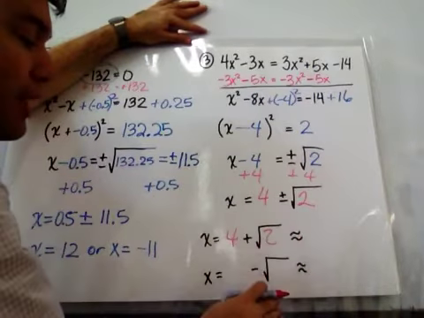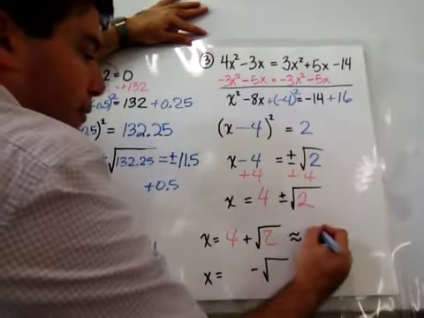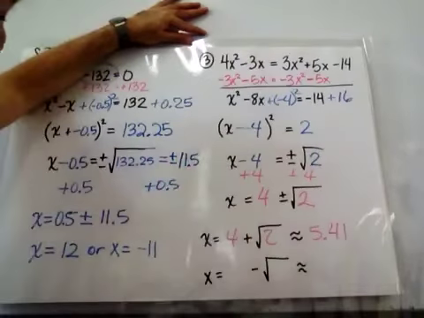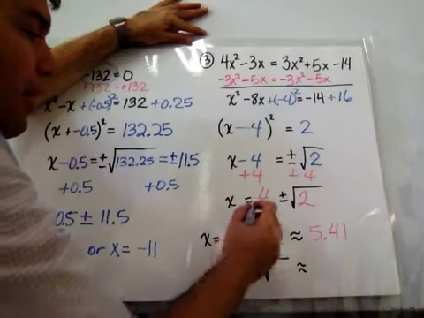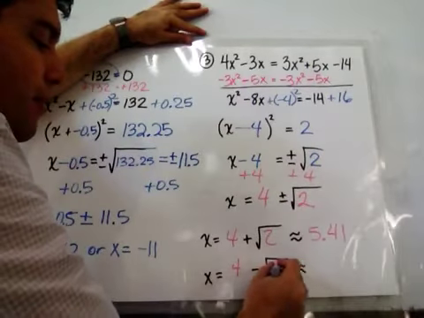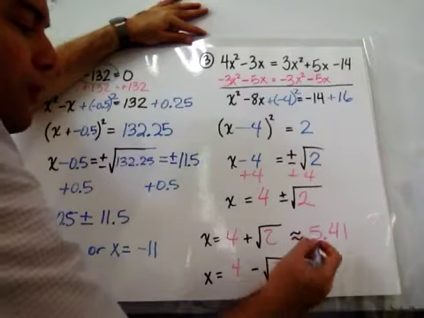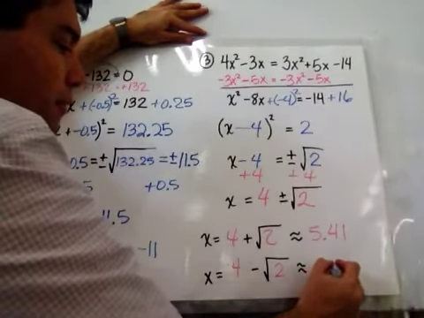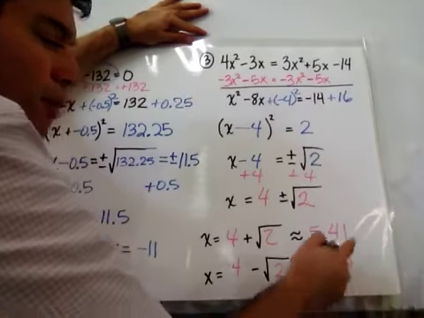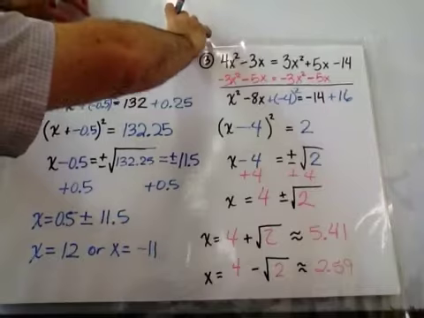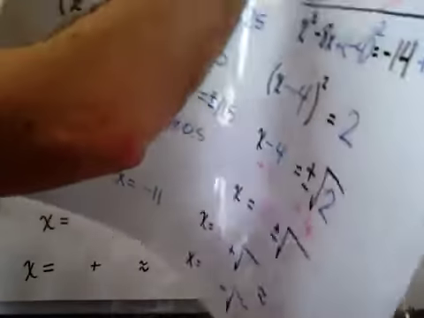And that approximately is 5.41. Let's say we're rounding to hundredths. And the other one, 4 minus the square root of 2, which would be 2.59. You do that in your calculator. Let's see one last example.